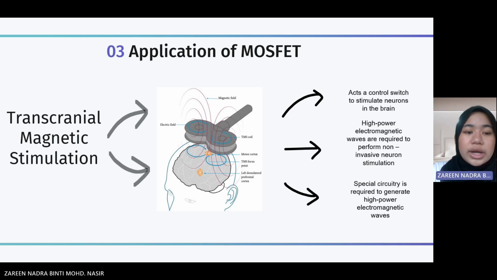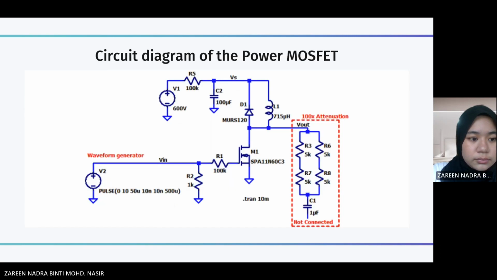So what are the MOSFET functions in this medical device? The MOSFET acts as a control switch to stimulate neurons in the brain. In this medical device, high power electromagnetic waves are required to perform its function, like shown in the picture here. Also, a special circuit is required to generate the magnetic wave. Shown here is the circuit diagram that is very important to conduct the functions of the medical device, and it involves MOSFETs in the application.